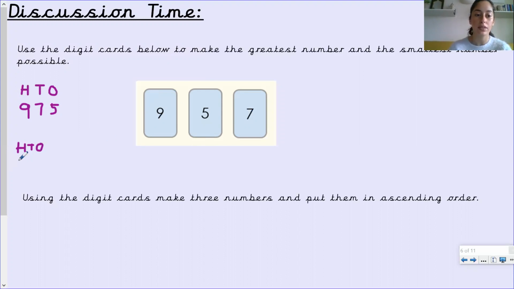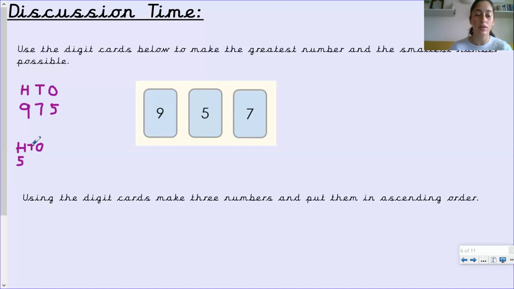5, because it's the smallest number. So 500 would be smaller than 900 if I was to put 9 in the hundreds column, or 700 if I was to put 7 in the hundreds column. So now I have got 9 and 5 left.